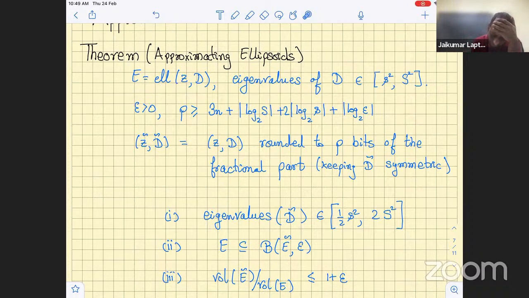So here is a number. It depends on the largest eigenvalue and the smallest eigenvalue. Now be careful. The smallest eigenvalue will be a very small fraction, some number like 1 over k. It might be a fraction with a huge denominator. So even though it's a small number, its binary representation can be large.